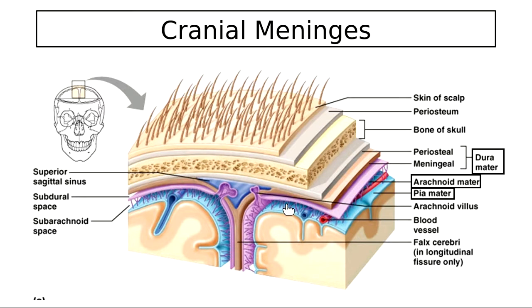And that space there is called the subarachnoid space, and that's where cerebral spinal fluid is going to flow. It's right in that space where all those little fibers hang down, collagen and elastic.